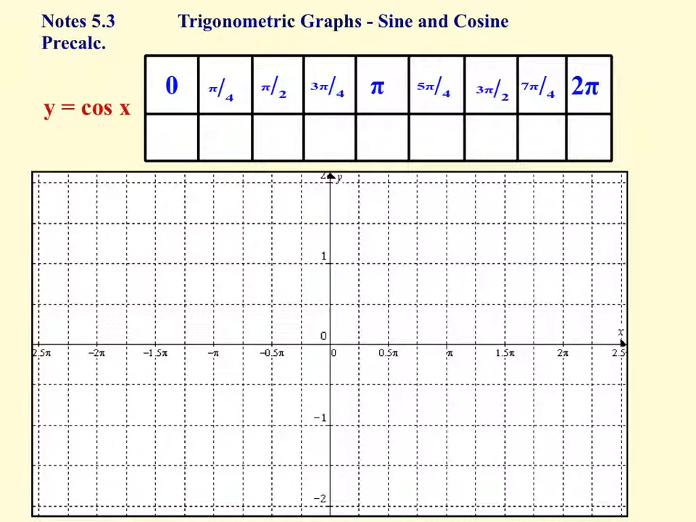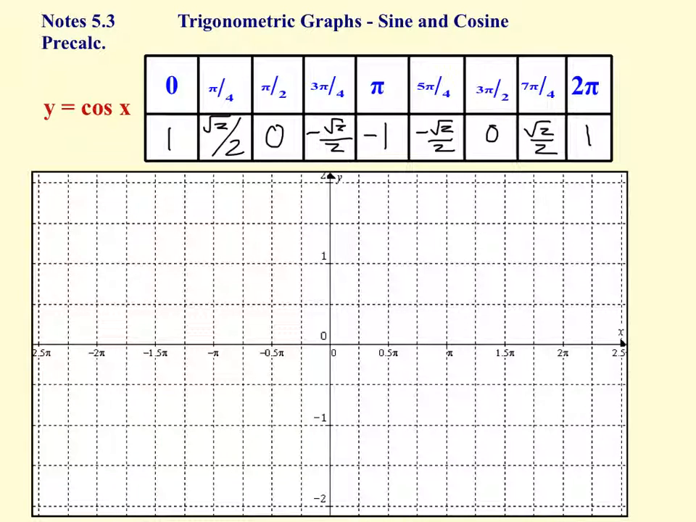So the cosine of 0, of course, is 1. The cosine of pi over 4, if you remember, is root 2 over 2. So take a minute and fill out the rest of these values. Press pause on the video. Did you get these values? I hope so. So now let's plot some points.